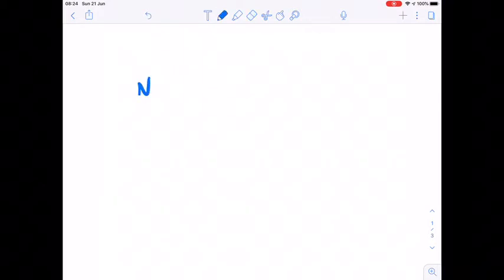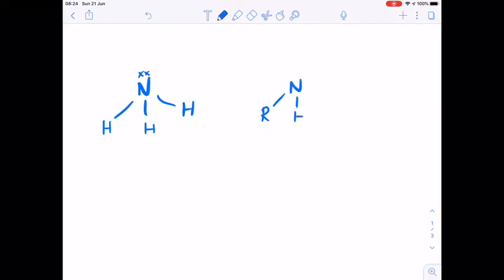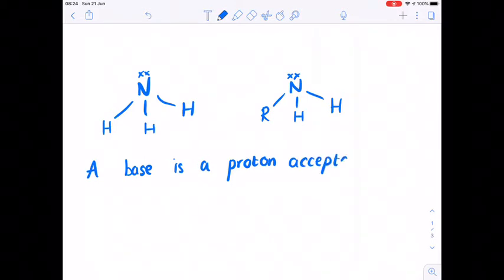So here's the structure of ammonia. It's NH3 with a lone pair up there, and an amine is just where we might have swapped one or more of these hydrogens for an alkyl chain. So we've got amines on ammonia. And what is a base? A base is a proton acceptor. And remember, in this scenario, what we mean by a proton is H+.